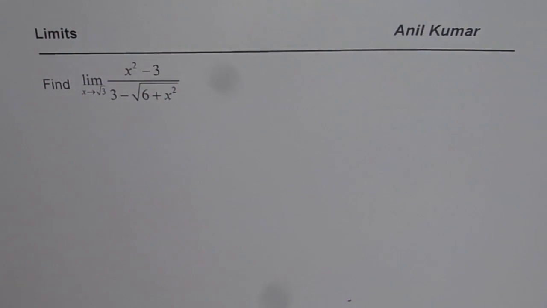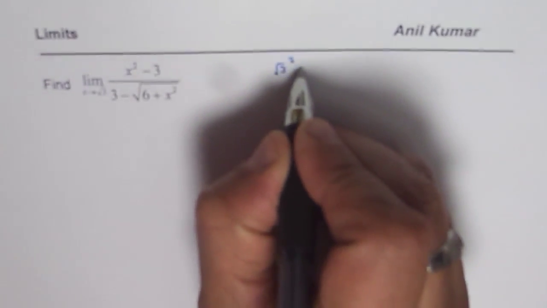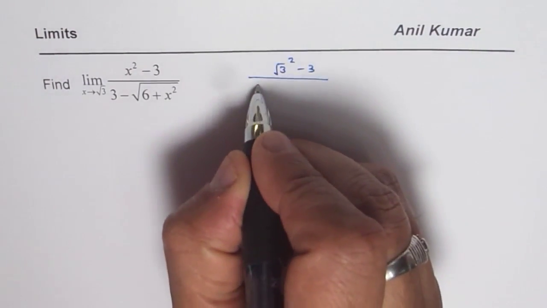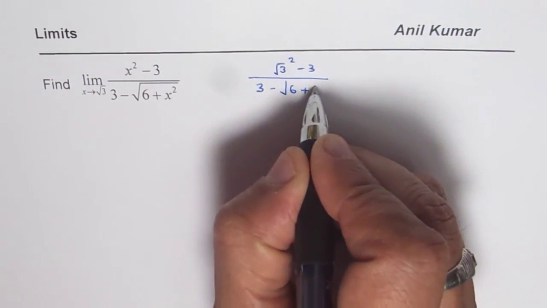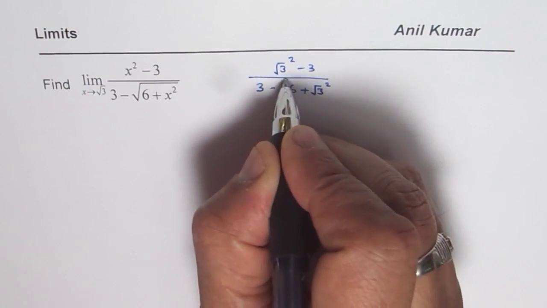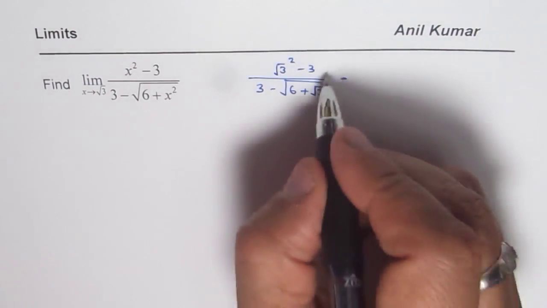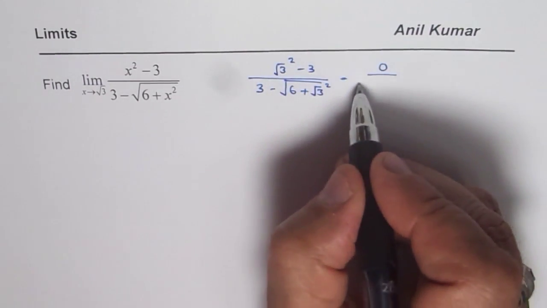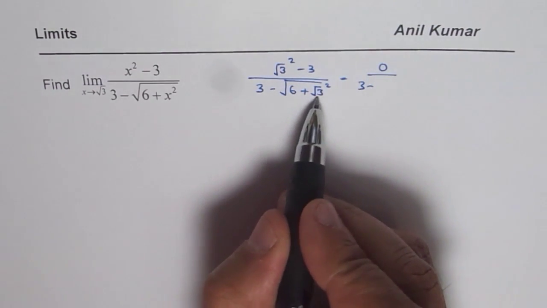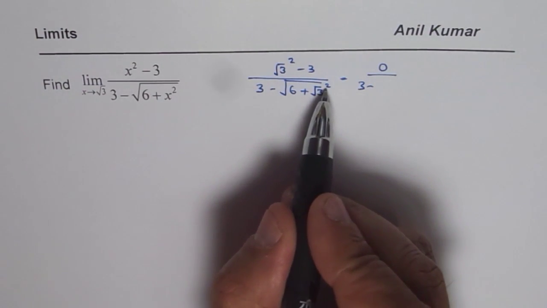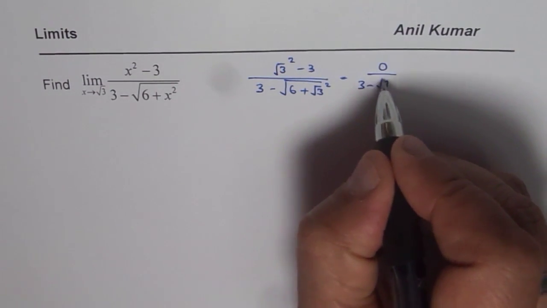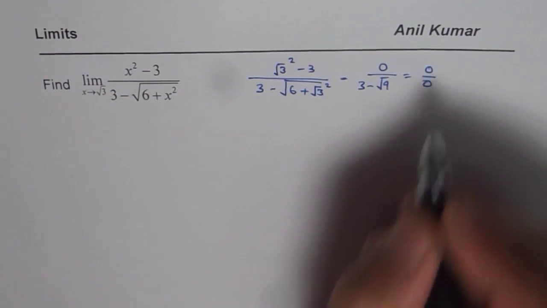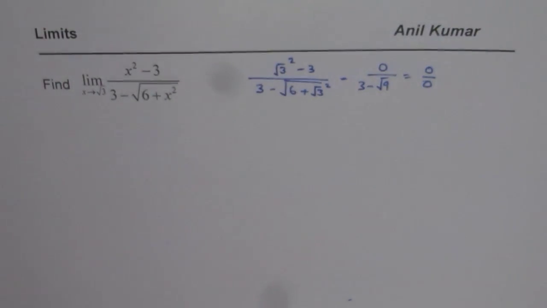Now in this equation, if I substitute x equals square root of 3, what do I get? The numerator will be (√3)² - 3, and the denominator 3 - √(6 + (√3)²). So (√3)² is 3, and 3 minus 3 is 0. In the denominator, 6 plus 3 is 9, so we get the square root of 9, and we get 0 over 0. So that is an indeterminate form, and that means that we need to follow one of our strategies to solve this particular question.